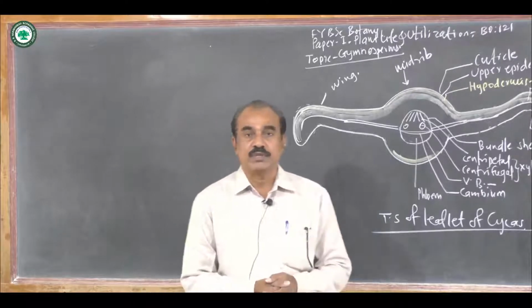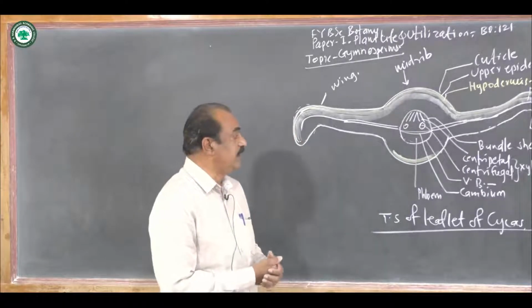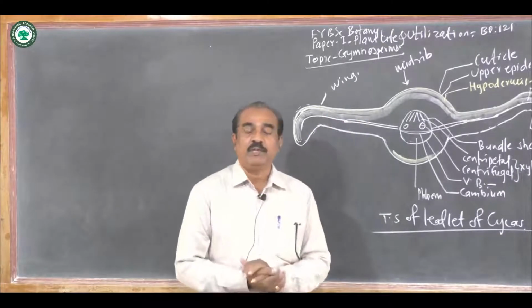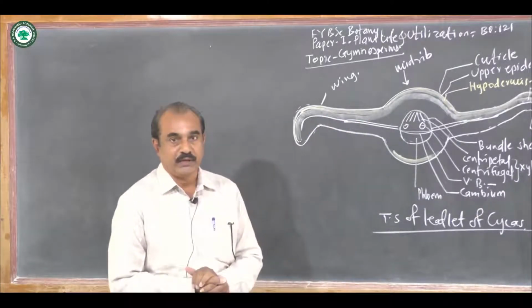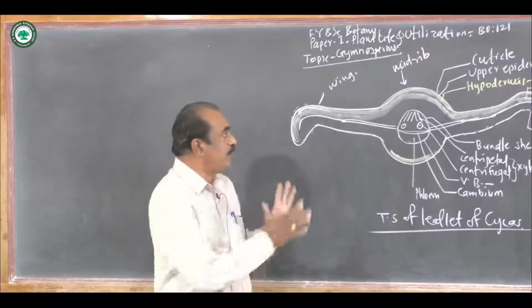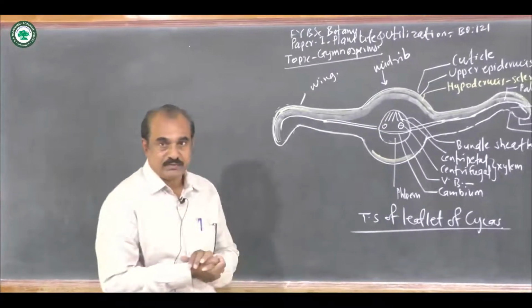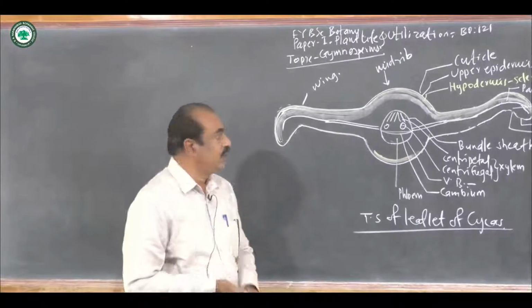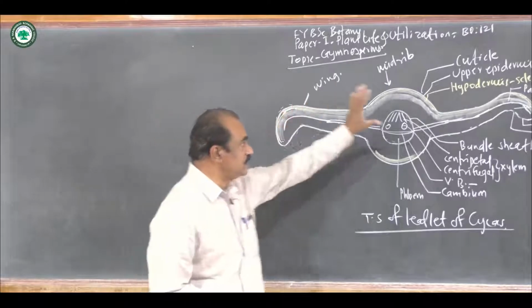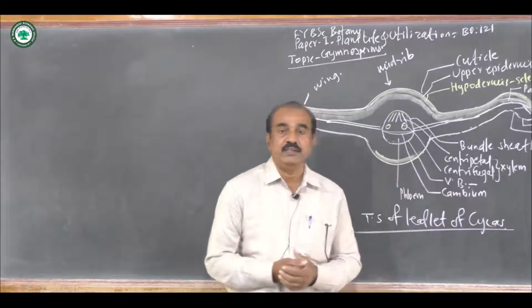Today, we are going to study the TS of a leaflet of the Cycas revoluta. So this is the outline of the leaflet of the Cycas revoluta. Now at the center there is the midvein, that is the midrib, and from both sides there are the wings of the lamina, and they are inwardly directed. So this is the wing, this is also the wing, and at the center there is the midvein or the midrib.